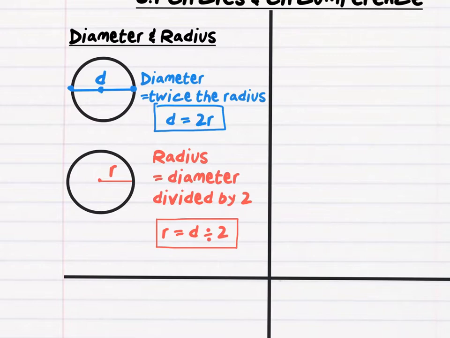Now the radius is the line segment starting from the center of the circle and going to any point on the circle. So the radius is going to be half the diameter. So here, from here to here is the radius. And then from here to here is another radius. So the radius is the diameter divided by 2. And in formula form, we would see it written like this. The radius equals D divided by 2.